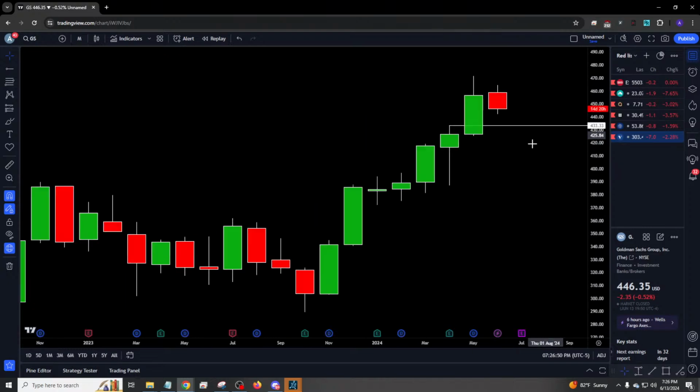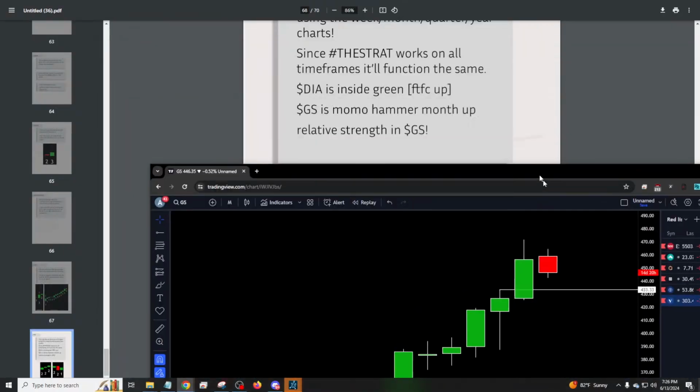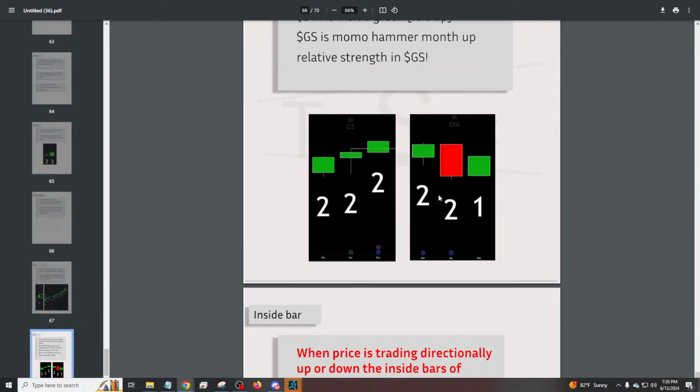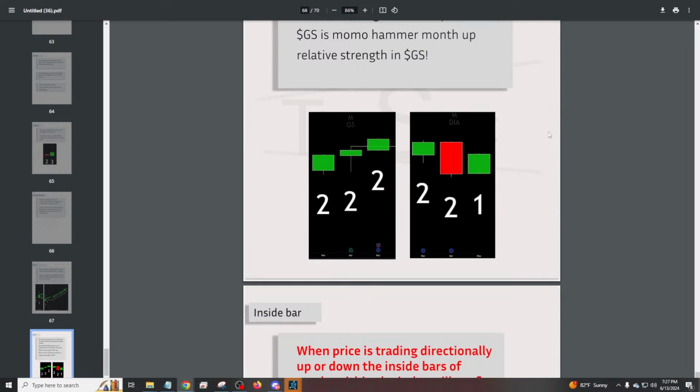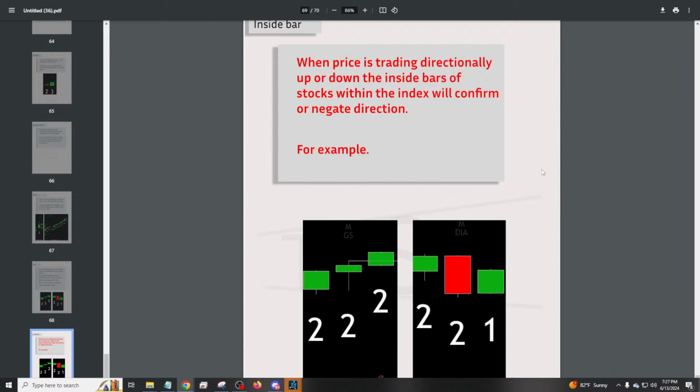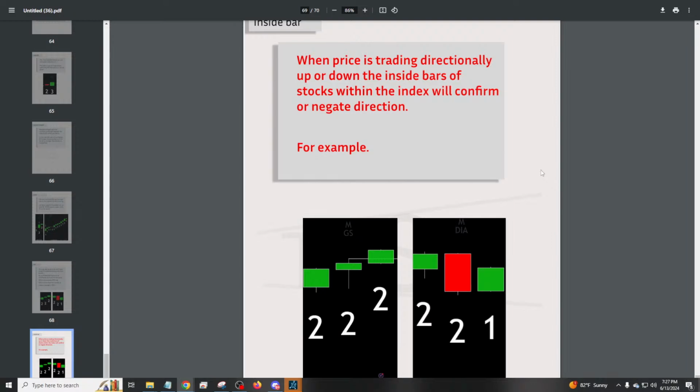So notice they go up, change in continuity changes what we know. But that's just one example of identifying that relative strength, trading the twos. A lot of people go to trade the ones, you want to trade the twos. So the inside bar, when price is trading directionally up or down, the inside bars confirm or negate the direction, which we had already kind of covered.